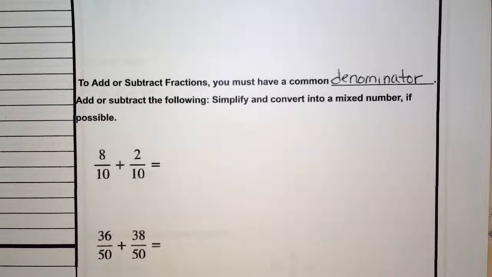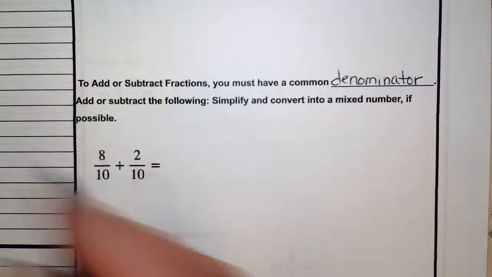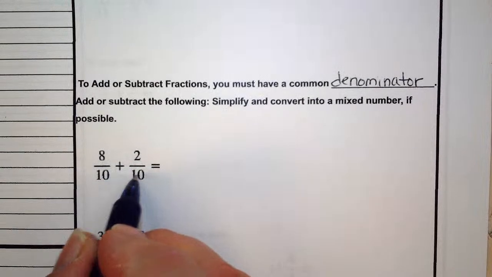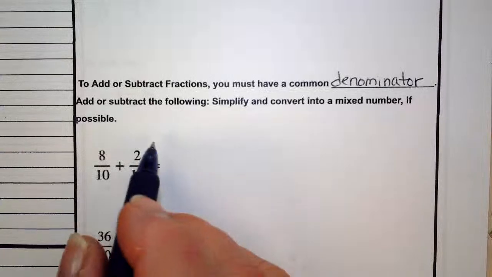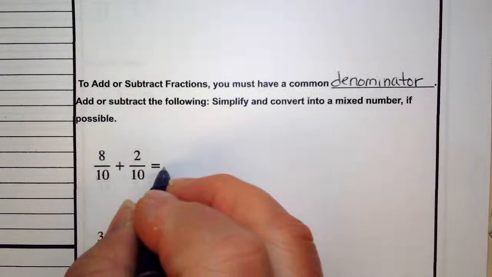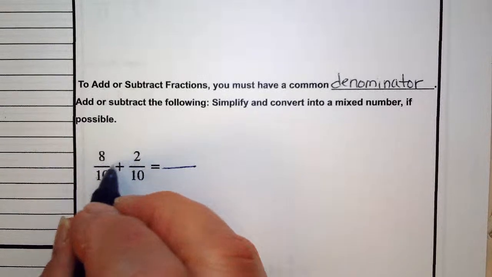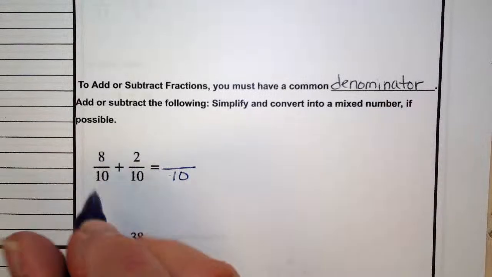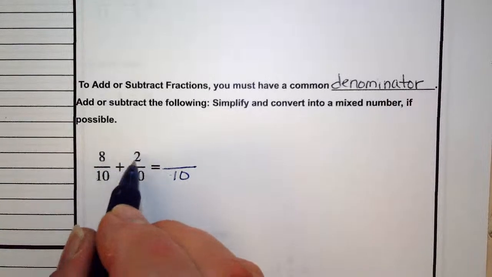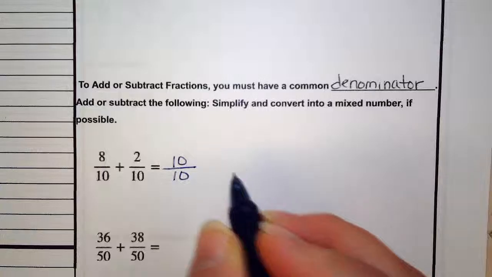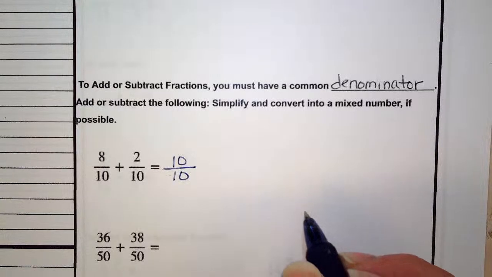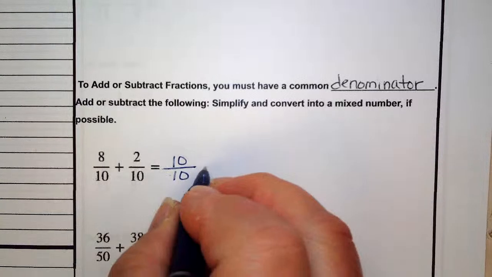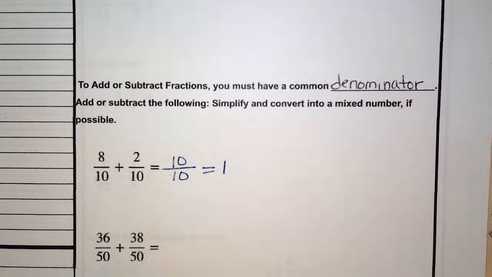So if I'm looking at the first one, both of them are over 10. That means all I have to do is to add those numerators. So the bottom number stays 10. 8 plus 2 is 10. Can I simplify? Yes. 10 divided by 10 is 1.